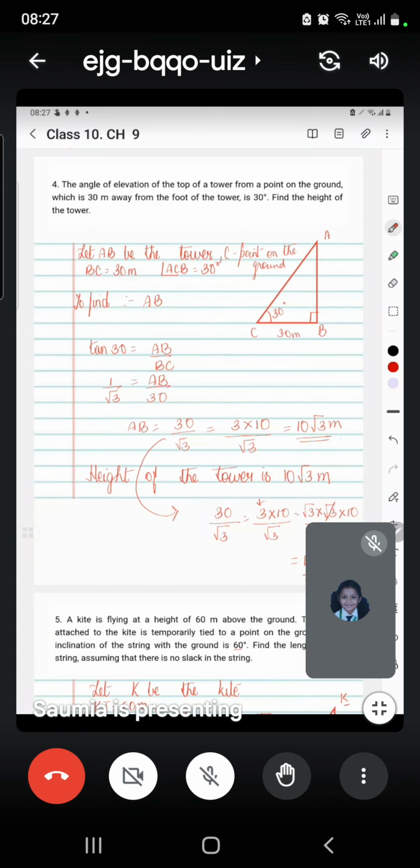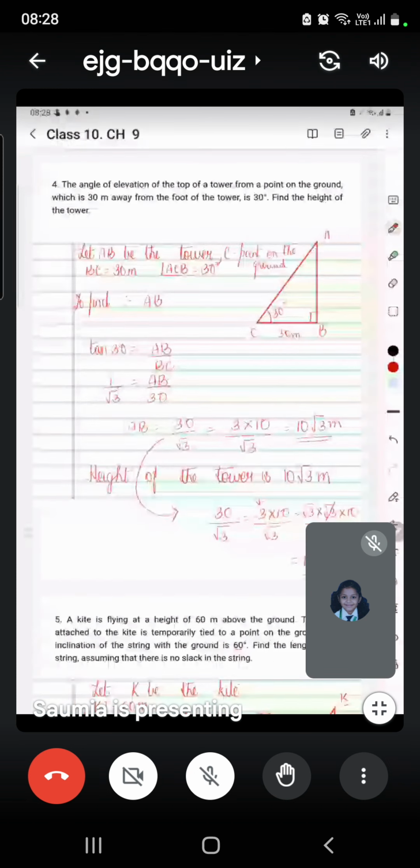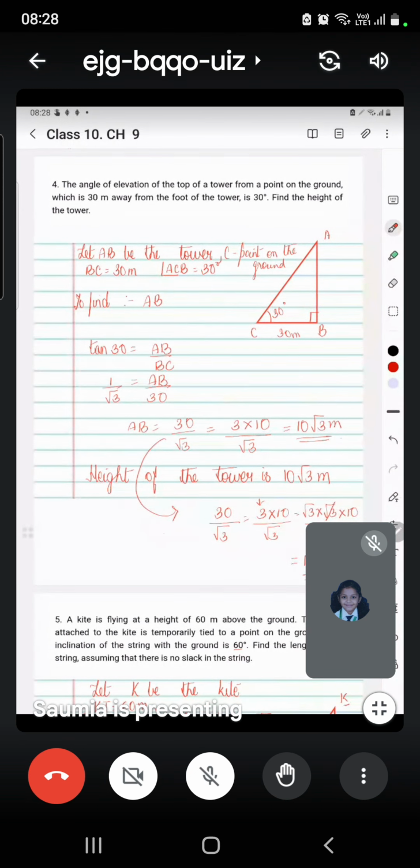Ma'am, in some of the answers, do we need to put the value of root 3 and multiply it? Is it necessary? Not necessary. If they've given in the question to take root 3 as a value, then only take it. Otherwise, you can leave it. Also, if the weightage of the question is very less, then don't substitute. Okay, ma'am.